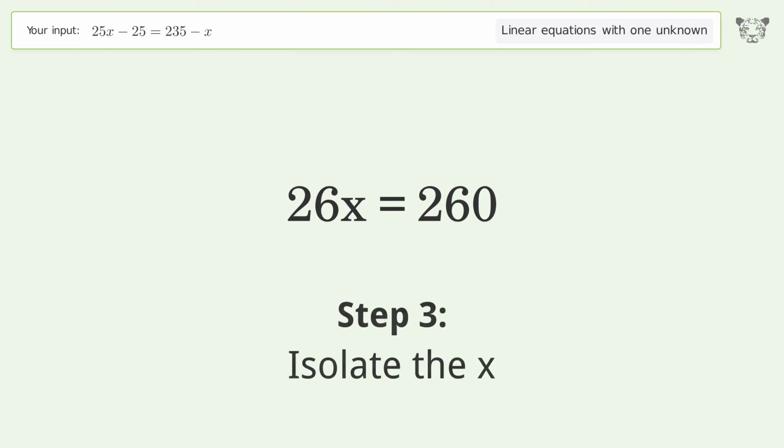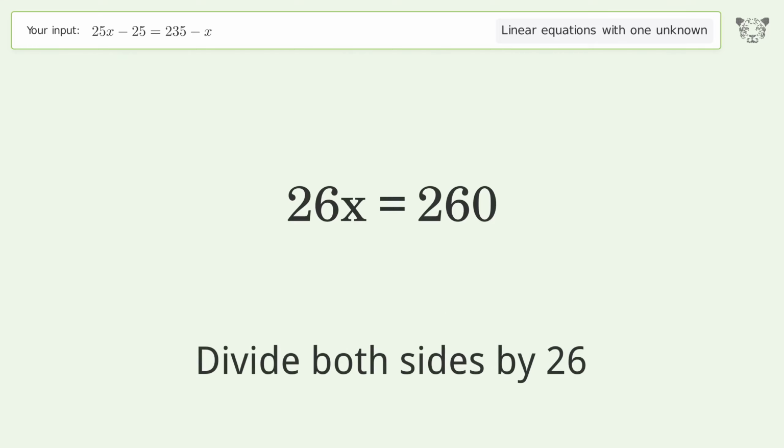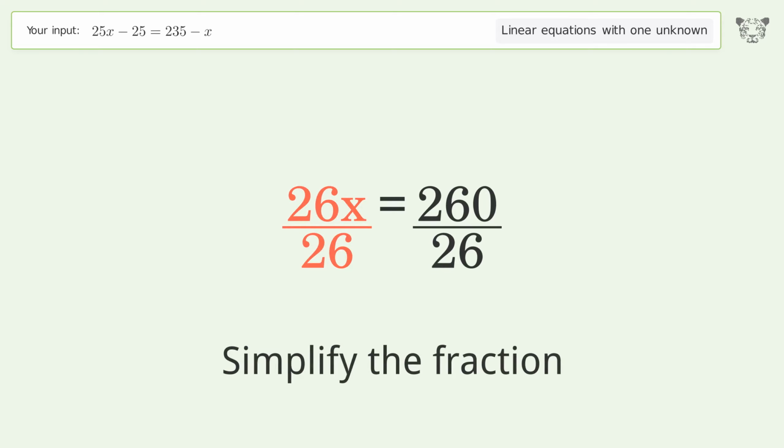Isolate the x. Divide both sides by 26. Simplify the fraction.